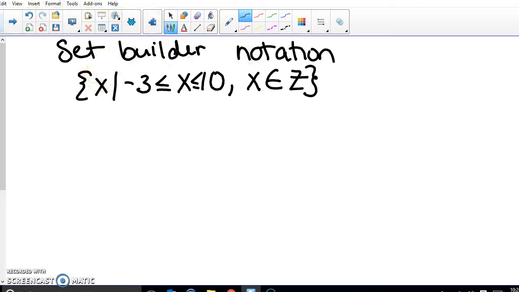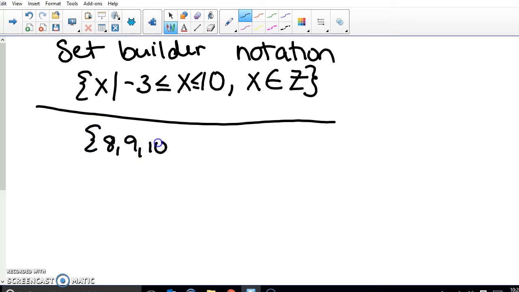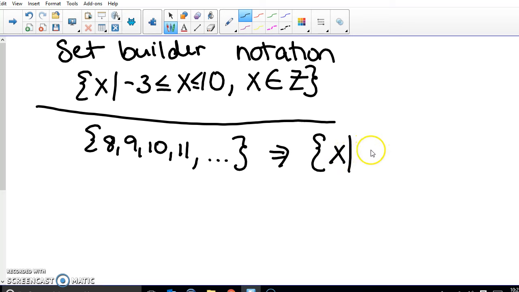Define x, and then see if we look back as all integers. So x is going to be all of the integers between negative 3 and 10. So applying that, if we have 8, 9, 10, 11, and so on, dot, dot, dot, we can write this in set builder notation as we're looking at the variable x, and x is going to be everything greater than or equal to 8.